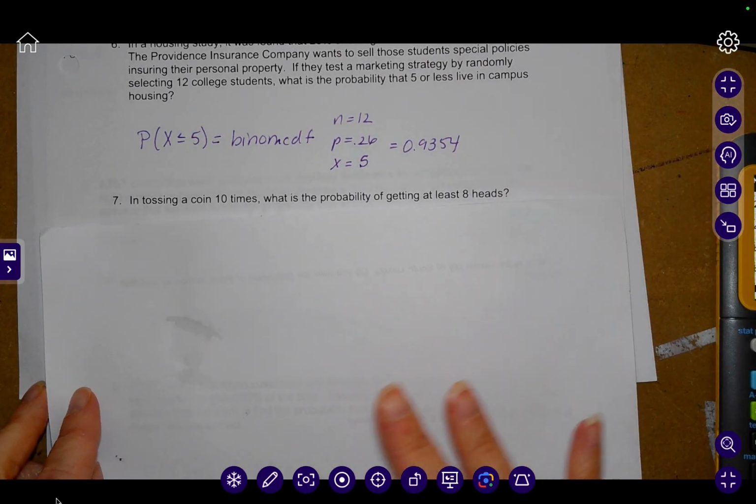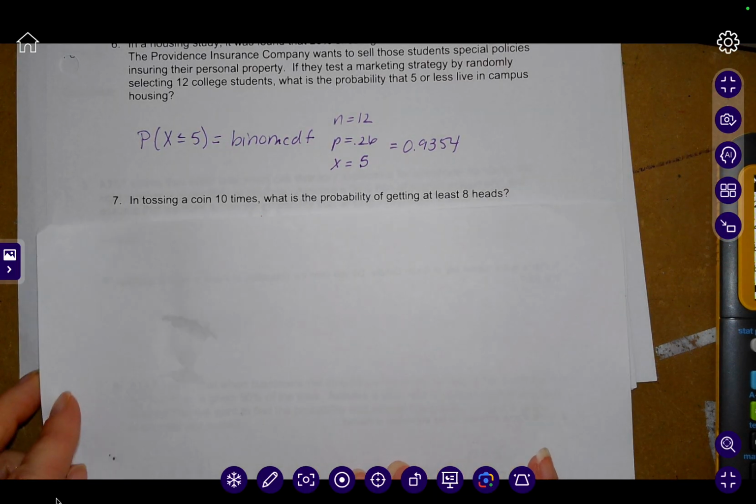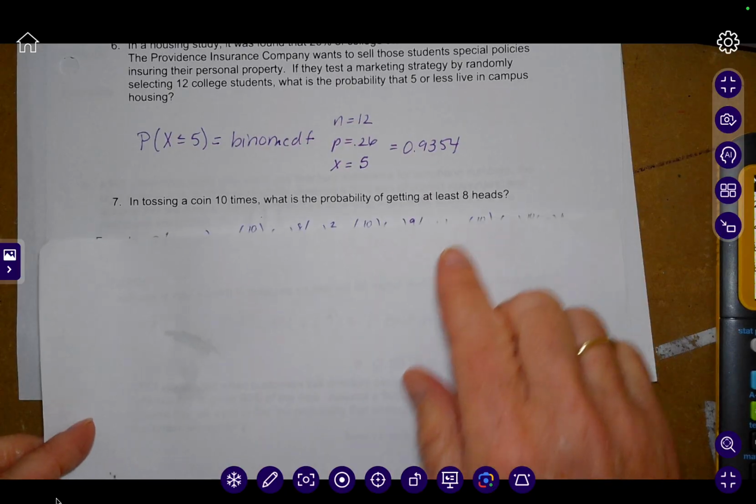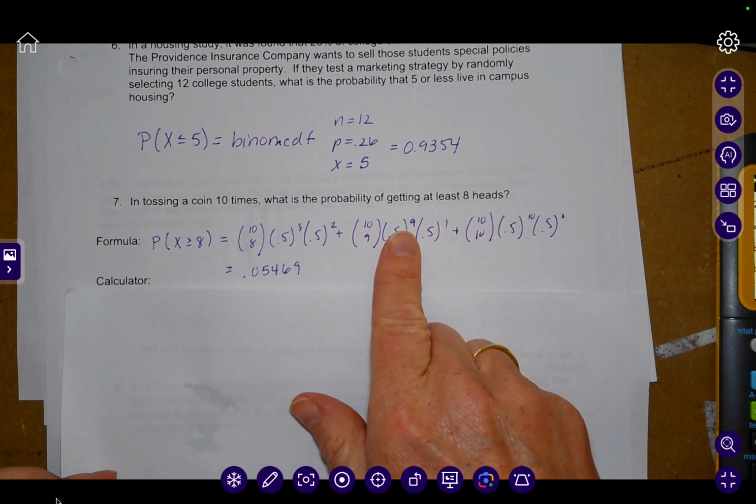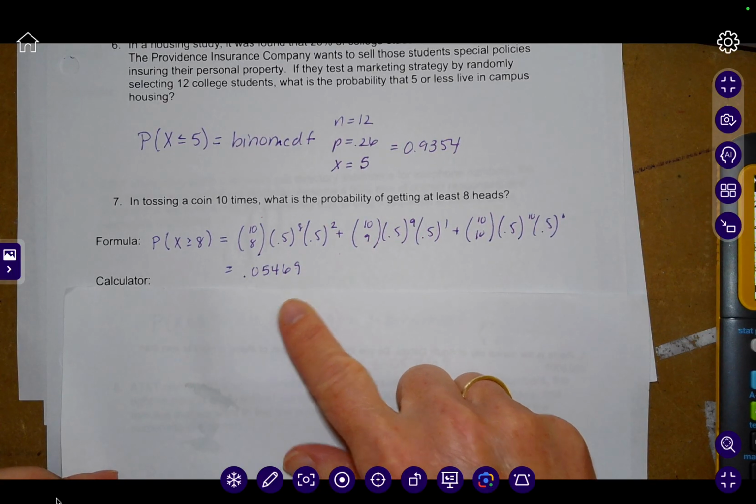And then 7 is a little bit different. 7 says getting at least 8 heads, so that means 8 or more. If you're going to use the formula, you'd have to choose 8 heads, 9 heads, 10 heads, add them all up and get that answer right there.